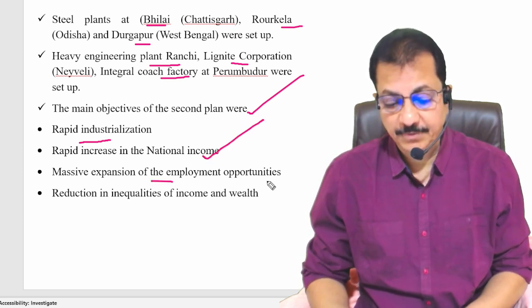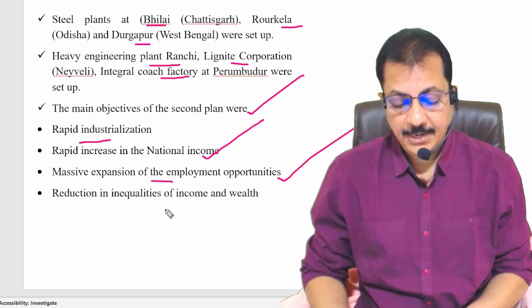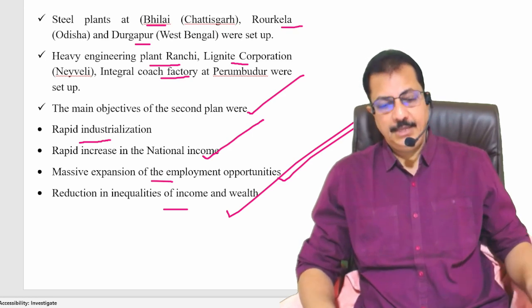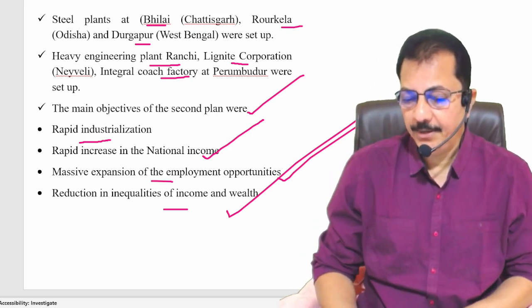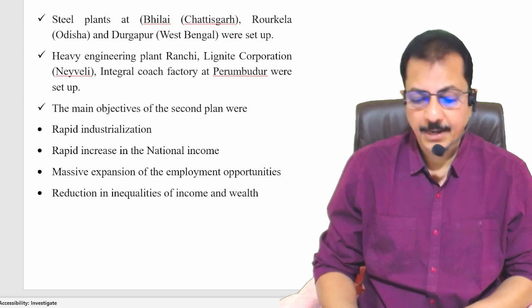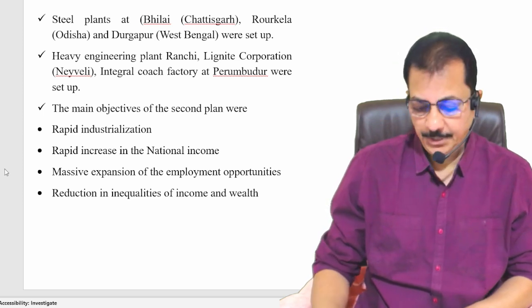Massive expansion of the employment opportunities and a reduction of income and wealth inequalities. Very, very important. Clear? So this is what exactly happened during the second 5-year plan. Right? Now some more points here.